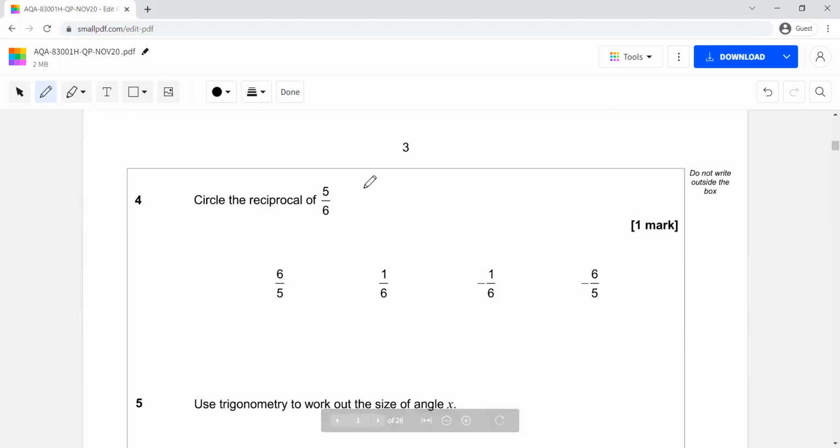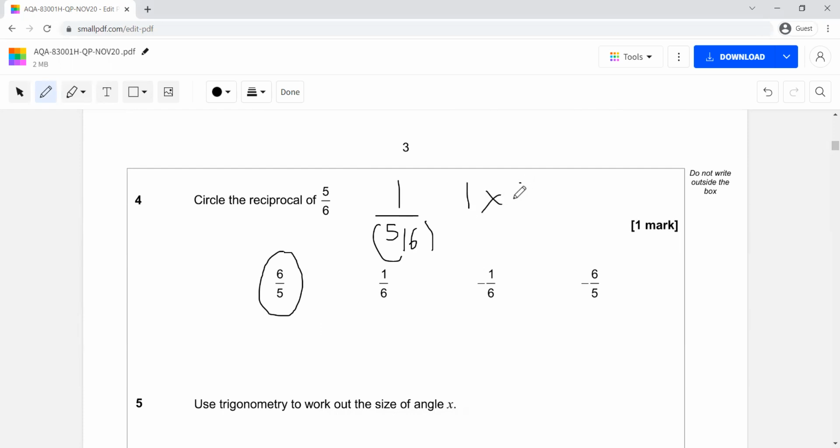Question 4, circle the reciprocal of 5 over 6. Okay, so to do this, just swap the two numbers around. So you get 6 over 5. Or if you really wanted to do it in a long method, it's 1 over 5 over 6, which is 1 times 6 over 5.